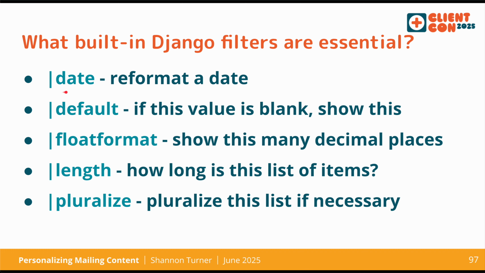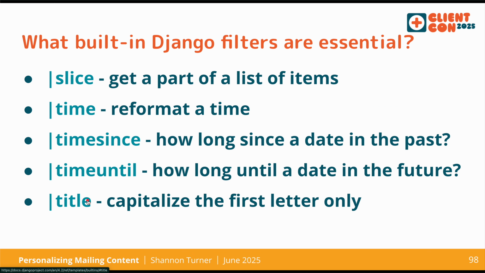Now, date lets you reformat a date. We saw that earlier. Default checks if this value is blank, then show something else instead. Float format lets you choose how many decimal places to show. Length says how long is this list of items. Pluralize can pluralize a list if necessary, which is really helpful if you have one or more targets. Slice lets you get a part of a list of items. You might have seen this if you're showing a handful of nearby events.